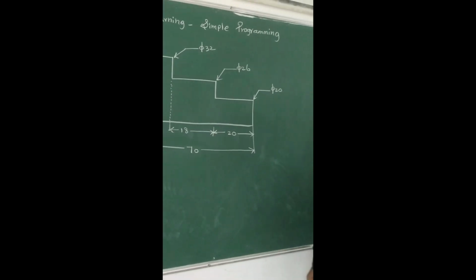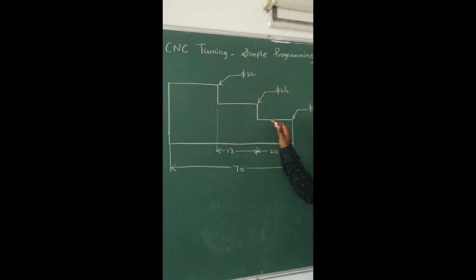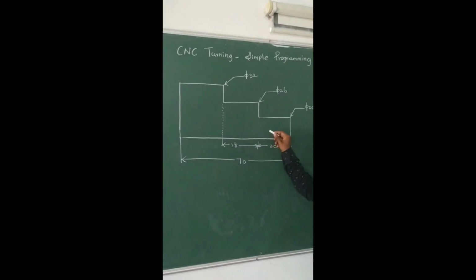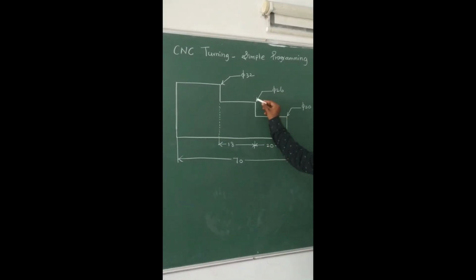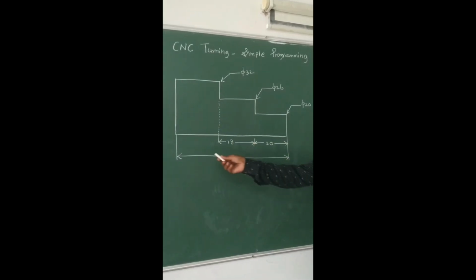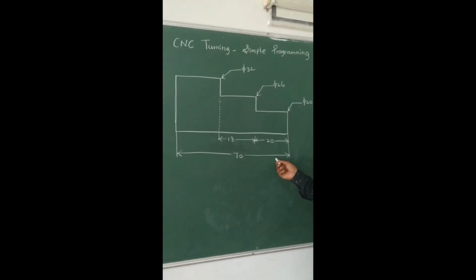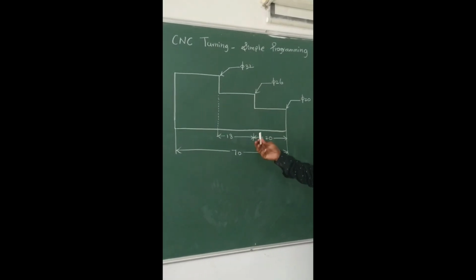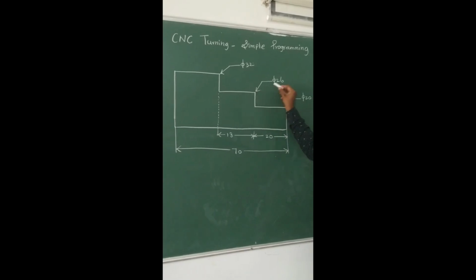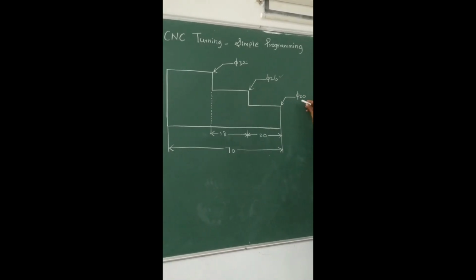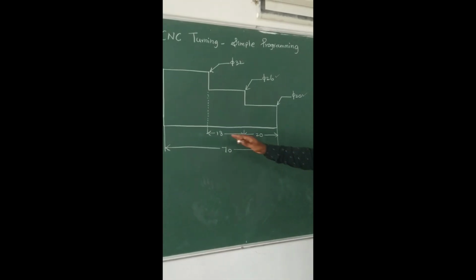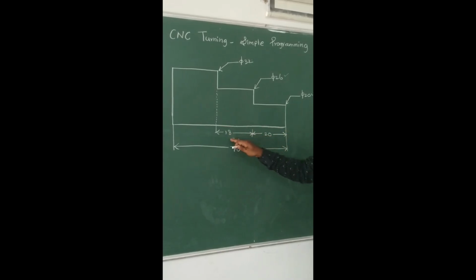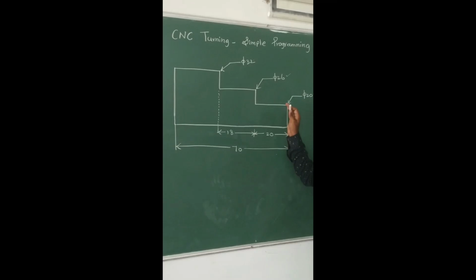So this is a simple diagram for a CNC part program in a turning operation. Here, in this diagram, we are given a simple step turning operation for a workpiece of length 70 mm and maximum diameter of 32. From this workpiece we have to convert it into a first step of around 26 diameter, and the second step diameter is 20 mm. The total length for this step is 20 mm and the remaining step is 20 plus 18, so 38 mm. So this is the given diagram.